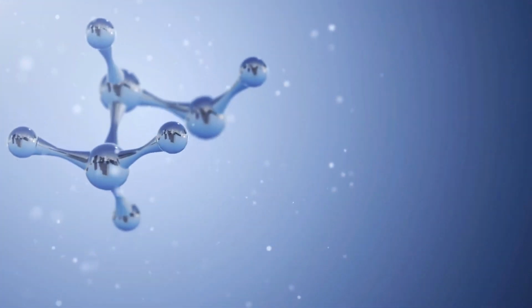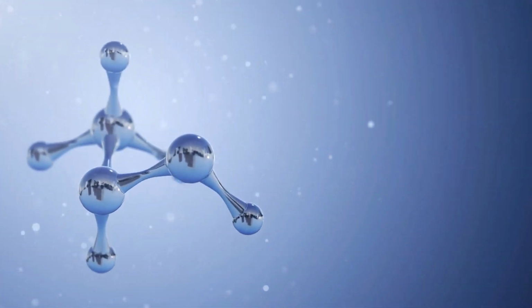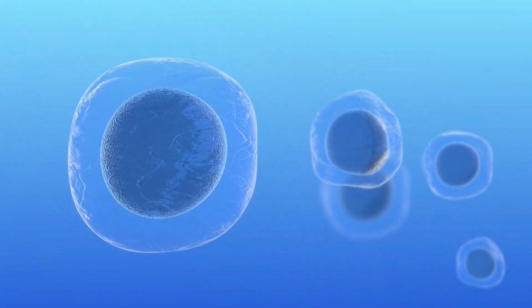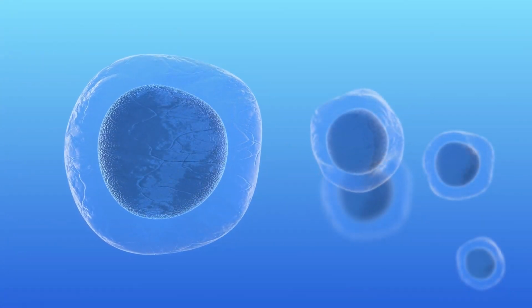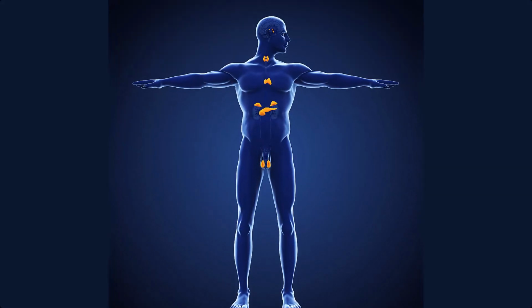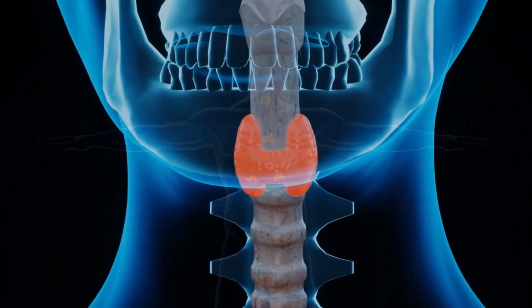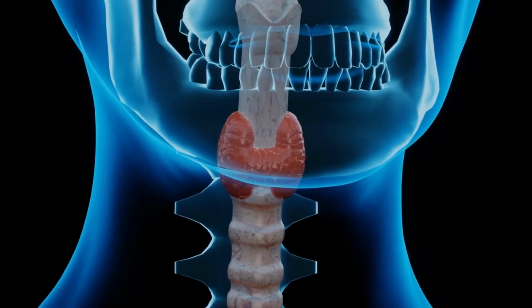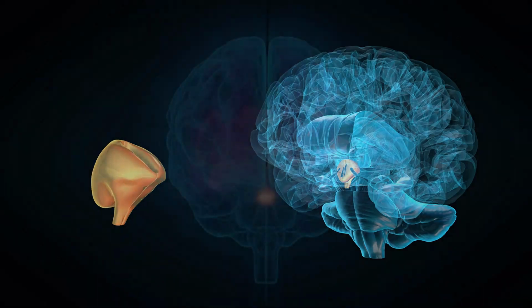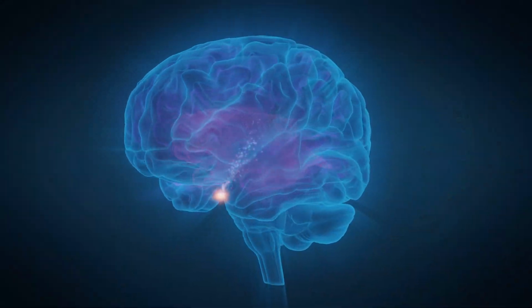Signals from distant cells are called endocrine signals. Endocrine signals originate from endocrine cells. Many endocrine cells are located in endocrine glands. Endocrine glands include the thyroid gland, the hypothalamus, and the pituitary gland.